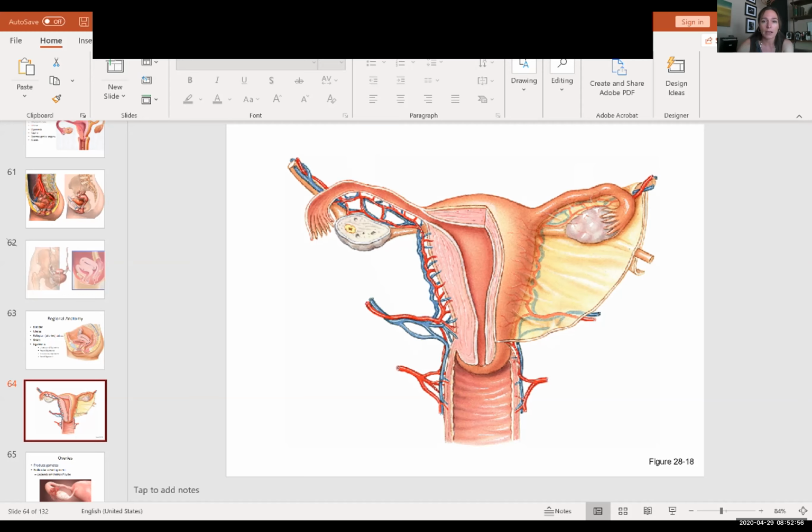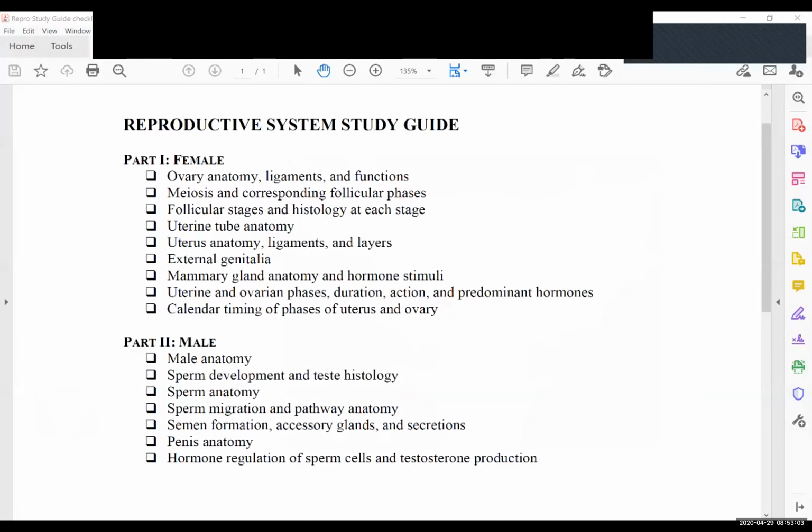Let me pop back over, stop share. Pop back on over to our checklist. I have a quick question. Yes. The broad ligament, is that the sheet that comes out?